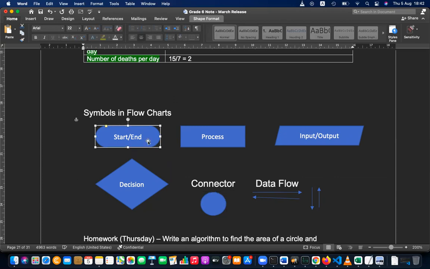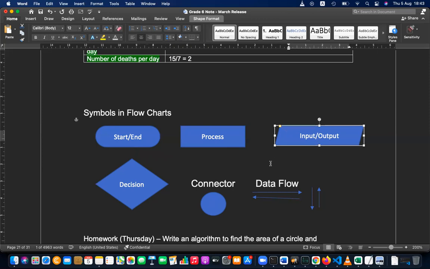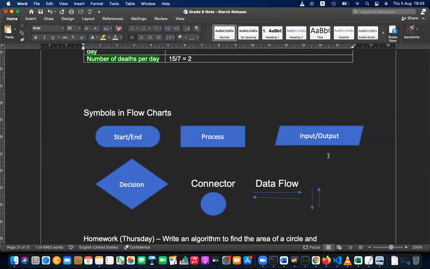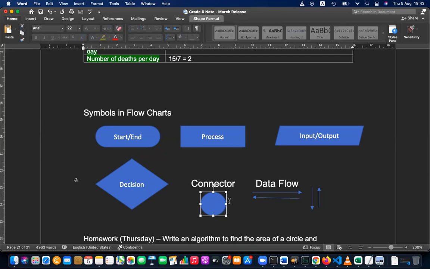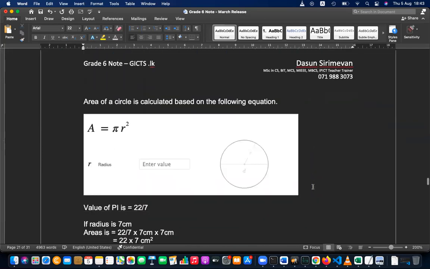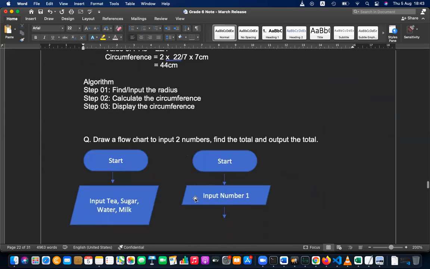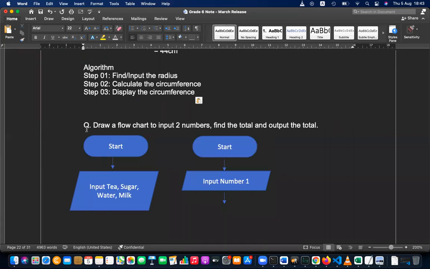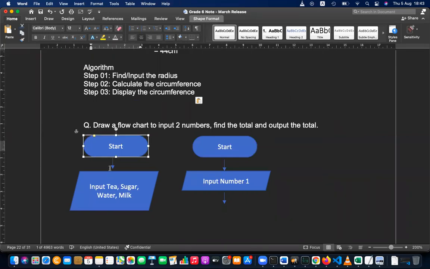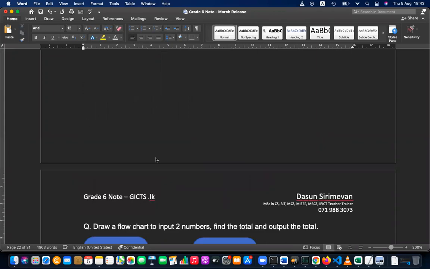So start and end: rounded rectangle or ellipse; process: rectangle; input and output: parallelogram. Decision is a diamond, then connector is a circle, and data flow is in arrows. Okay, now you are given a task to create a flow chart to input two numbers. First of all, I'll give you the solution for this problem. So let's go to the next page.